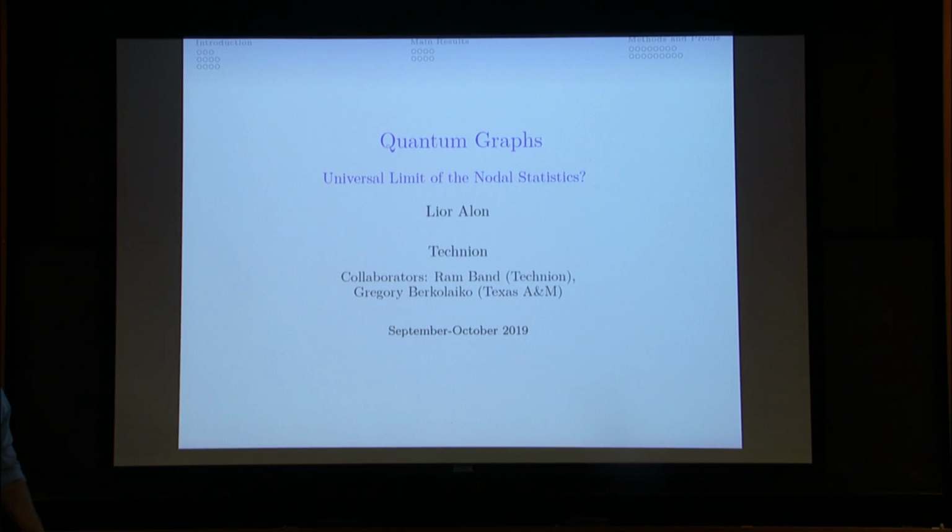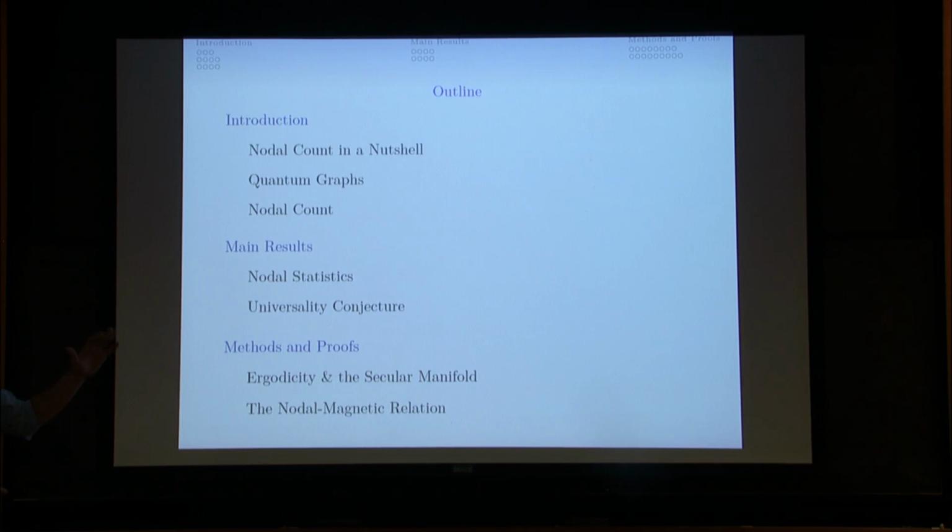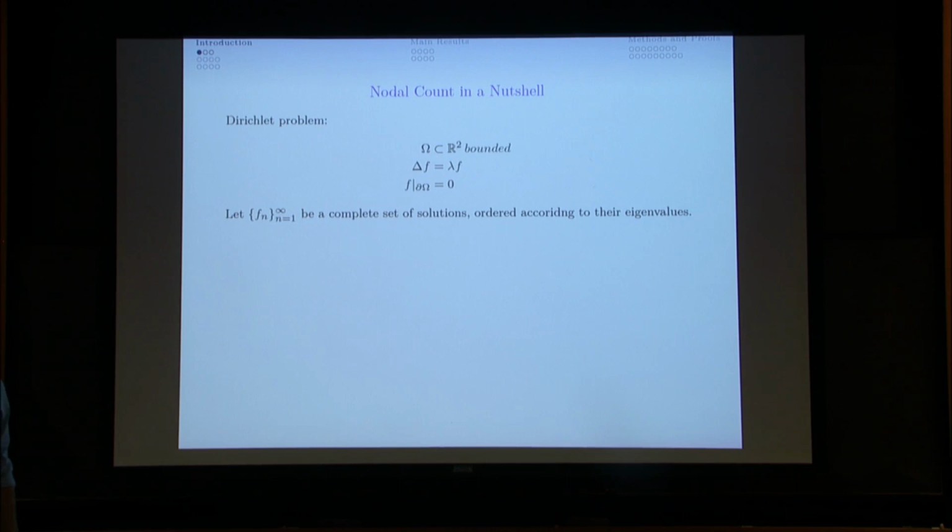So my talk will be on quantum graphs and the statistical behavior of the nodal count of the eigenfunctions on quantum graphs. Specifically, I'm going to talk about a conjecture of some kind of universal behavior, a universal limit. This talk is based on a few works with Ram Band from the Technion, my advisor, and Gregory Berkolaiko from Texas A&M.